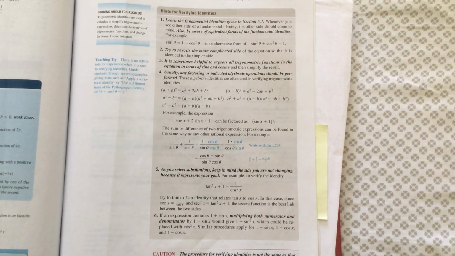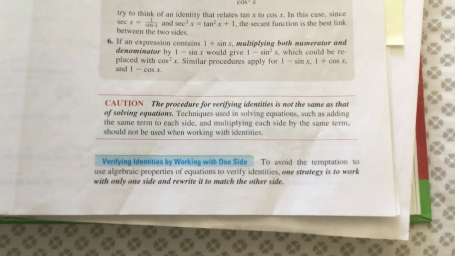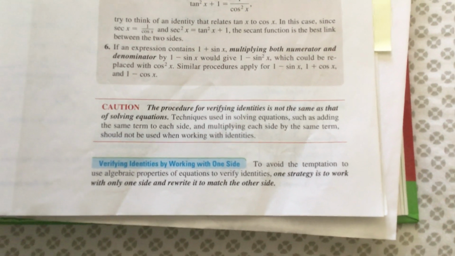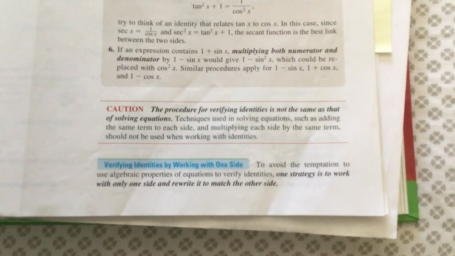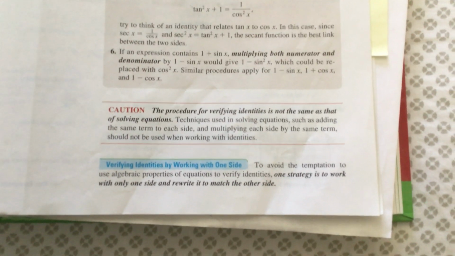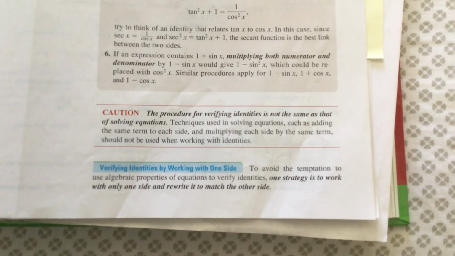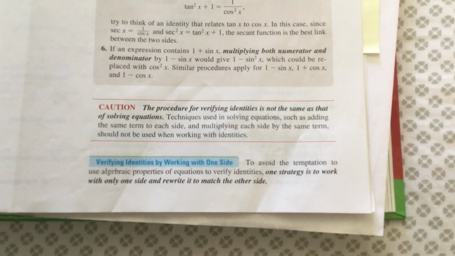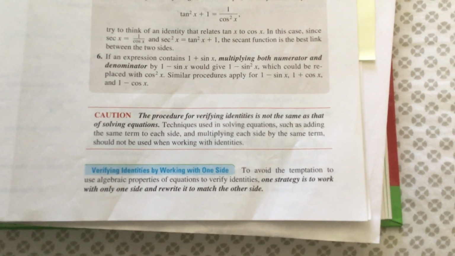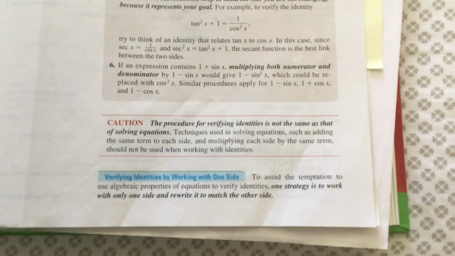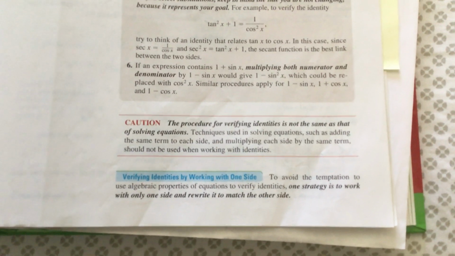Now, an identity is not an equation. Look, caution: the procedure for verifying identities is not the same as that of solving equations. Techniques used in solving equations, such as adding the same term to each side or multiplying each side by the same term, should not be used. In fact, never be used.